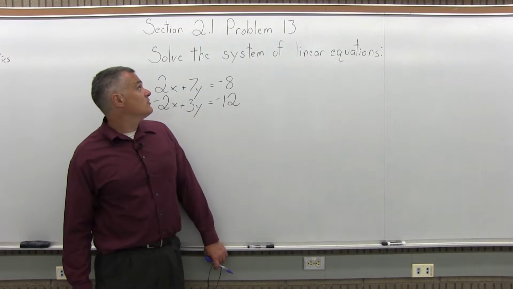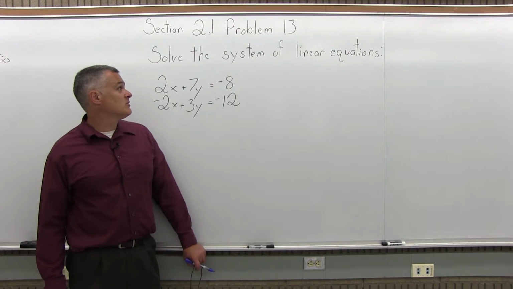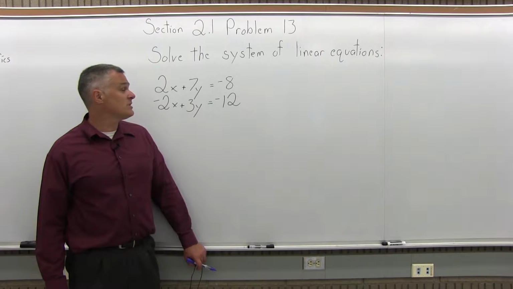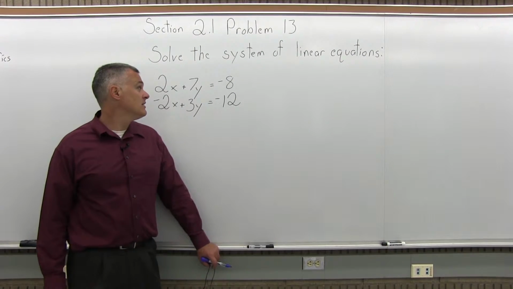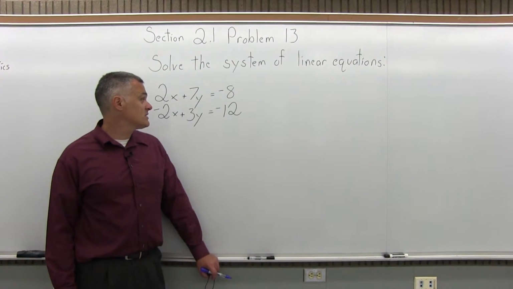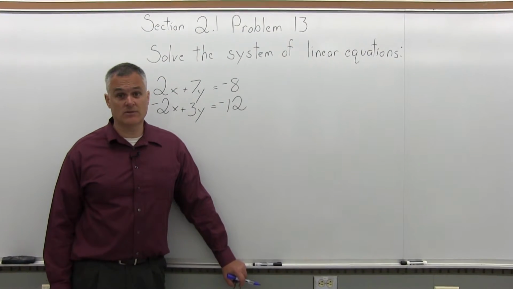This is number 13 from Section 2.1. Solve the system of linear equations 2x plus 7y equals negative 8 and negative 2x plus 3y equals negative 12.